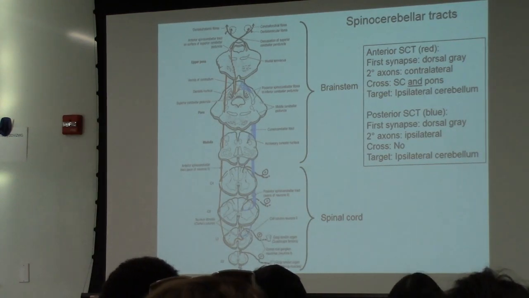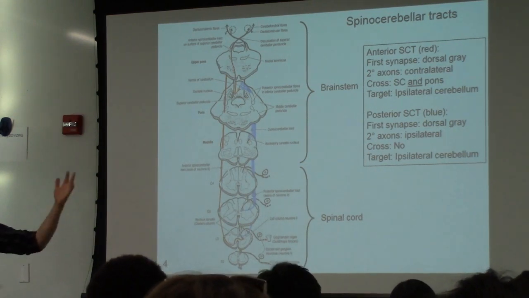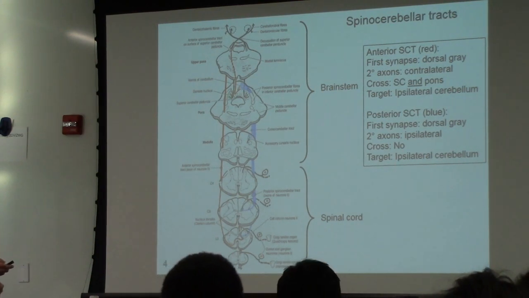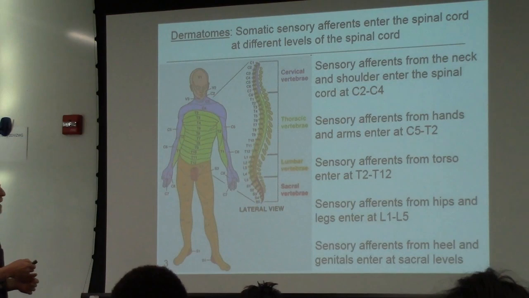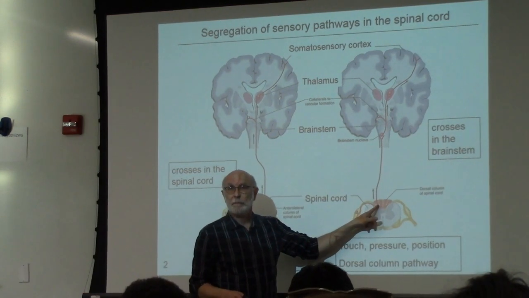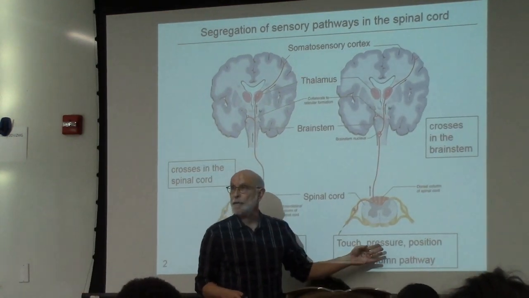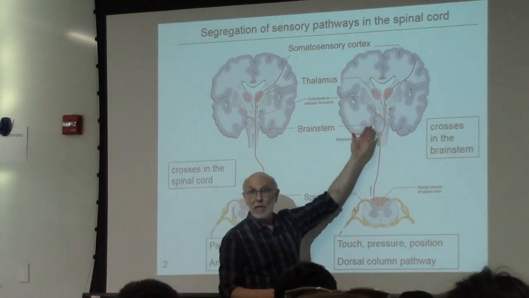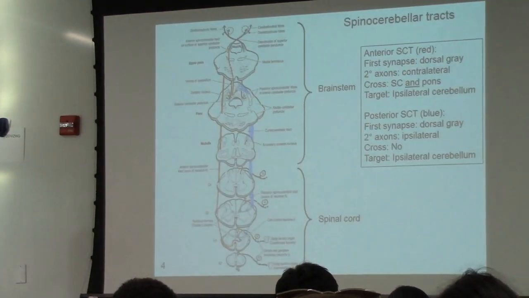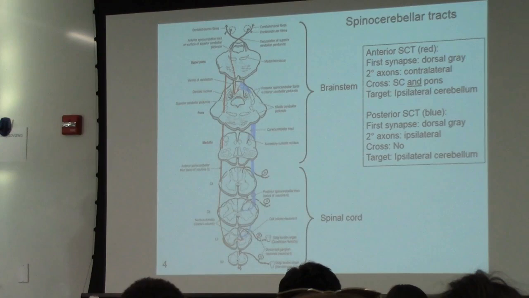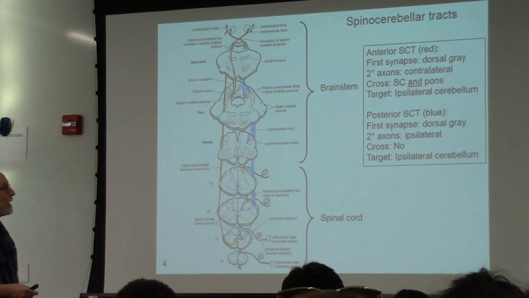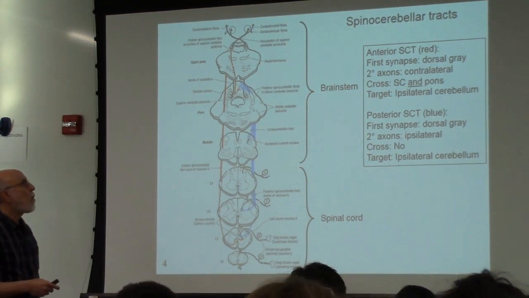Spinocerebellar tract. So proprioception, our ability to know where our body is in space, is complicated. Some proprioception is carried in the dorsal column, along with touch and pressure information, to the thalamus and to the cortex. But some proprioception is carried to the cerebellum, and these are the spinocerebellar tracts. And they're complicated, so let's just walk through them.